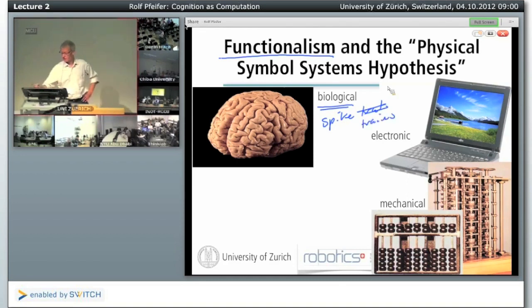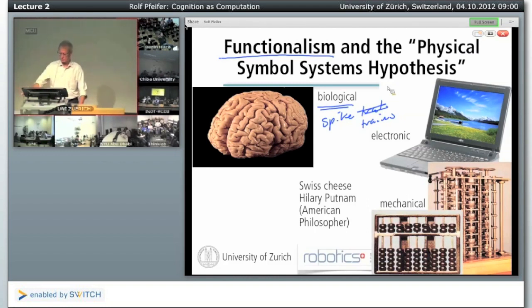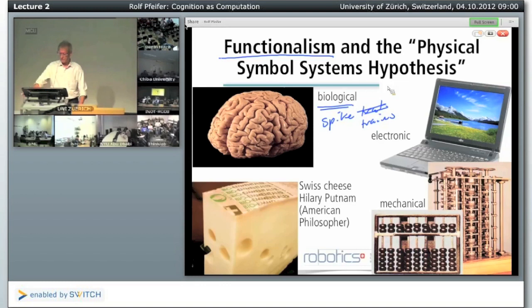It can be electronic, with flip-flops, or it can be mechanical. Or, as Hilary Putnam, an American philosopher, said, and this concept of functionalism goes back to Putnam, it could even be Swiss cheese. And of course, we're very happy here in Switzerland, so Turing machines or intelligent symbol-manipulating machines could potentially be implemented as Swiss cheese.